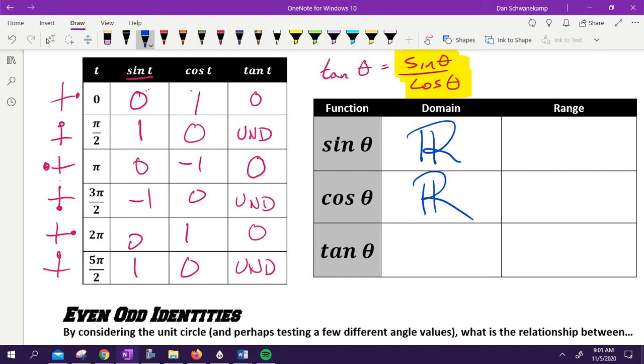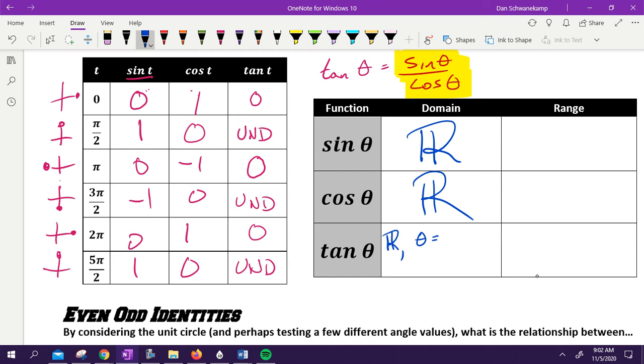Is tangent all real numbers? No. We're going to start with all real numbers, but it's not all real numbers. It's all real numbers, but x cannot be what? Can x be 0? All right, when I say x, the angle can't be what? Can't be 90 degrees, pi over 2. It can't be 270, which is 3 pi over 2. It can't be 5 pi over 2. It can't be 7 pi over 2. It couldn't be 9 pi over 2, and so on. Every one of those spots is undefined.